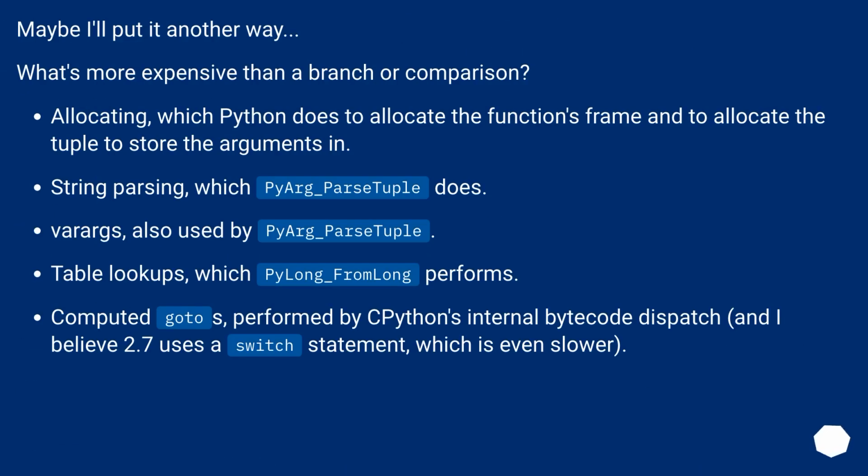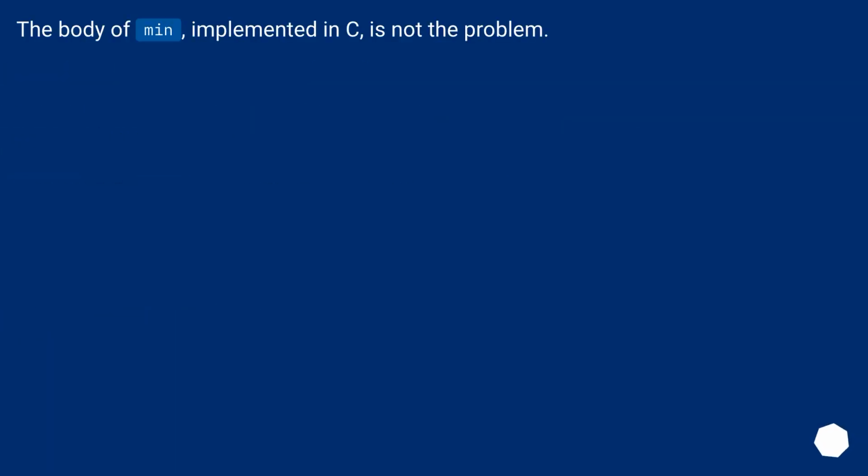Maybe I'll put it another way. What's more expensive than a branch or comparison? Allocating, which Python does to allocate the function's frame and to allocate the tuple to store the arguments in. String parsing, which PyArg_ParseTuple does. Varargs, also used by PyArg_ParseTuple. Table lookups, which PyLong_FromLong performs. Computed gotos, performed by Python's internal bytecode dispatch, and I believe 2.7 uses a switch statement, which is even slower. The body of min, implemented in C, is not the problem.